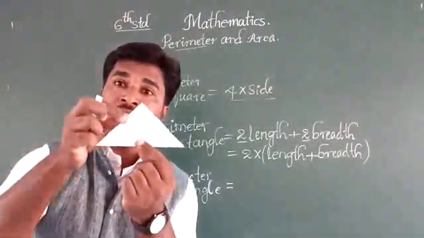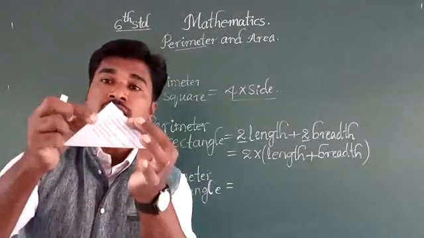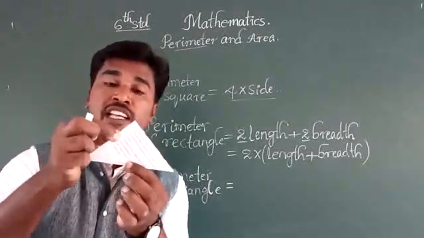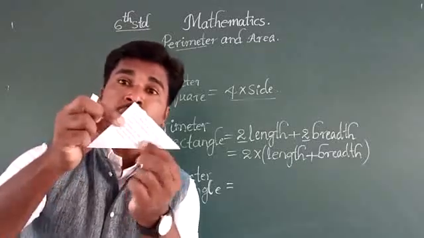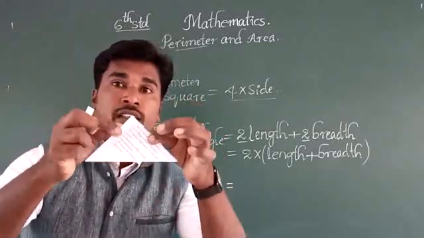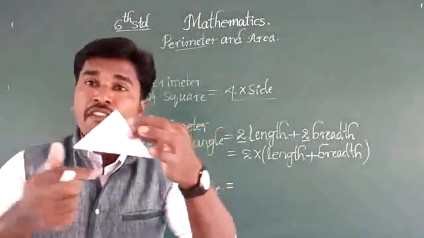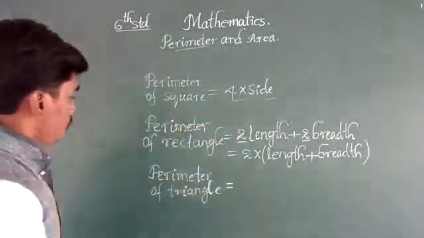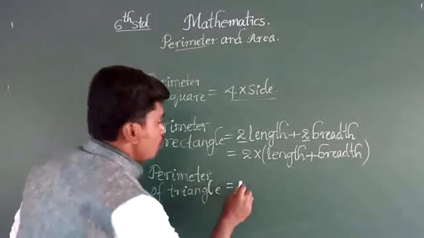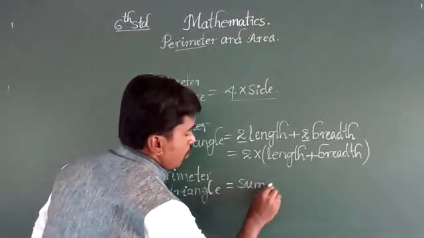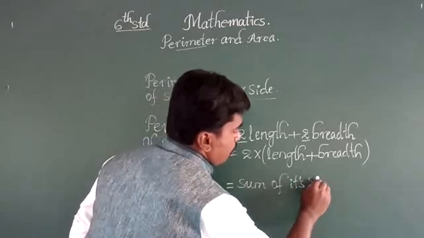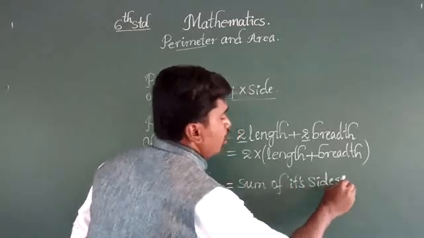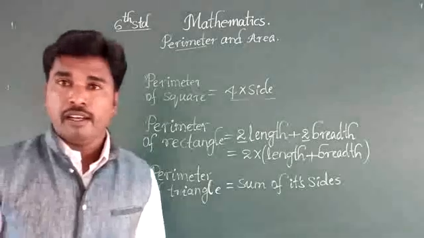Suppose if you are taking A, this is B, this is C, then you say that perimeter of triangle is equal to A plus B plus C. That is the sum of its sides. So perimeter of triangle is equal to sum of its sides. Then you are getting the perimeter of triangle.